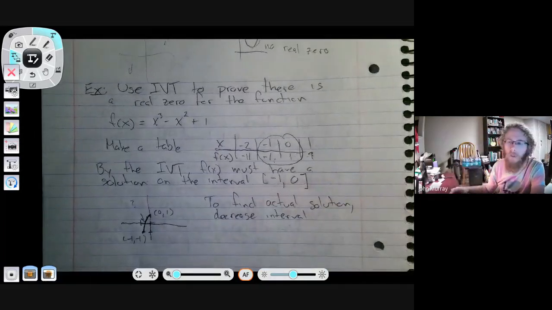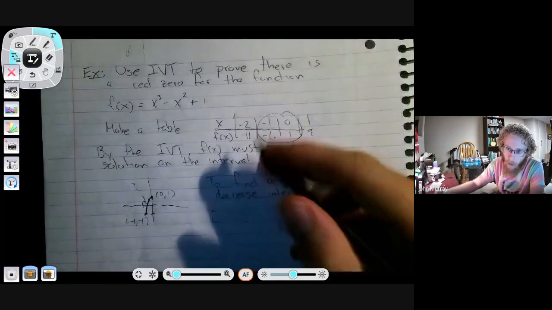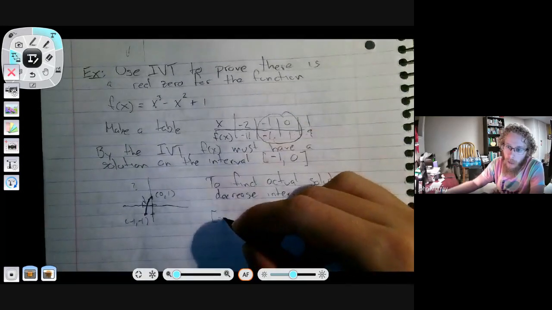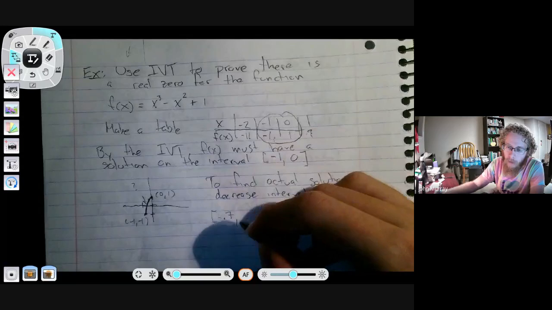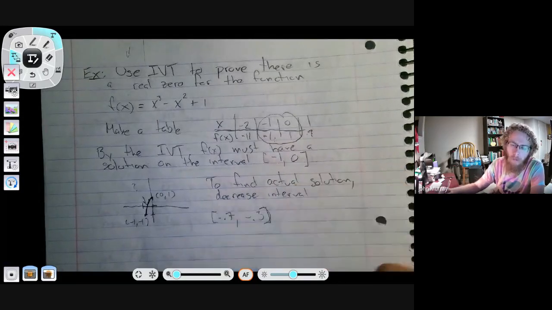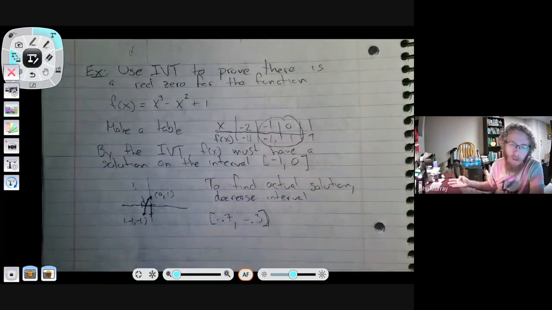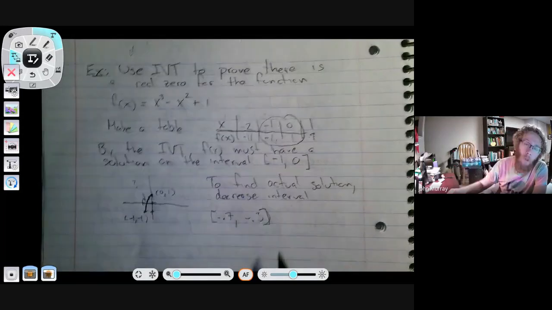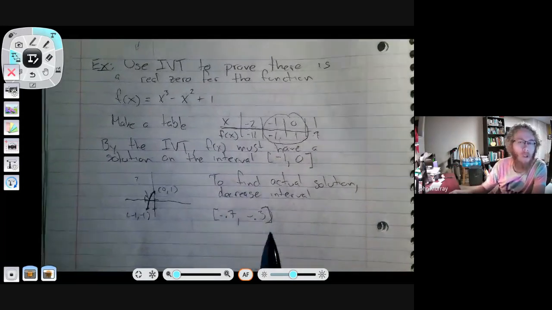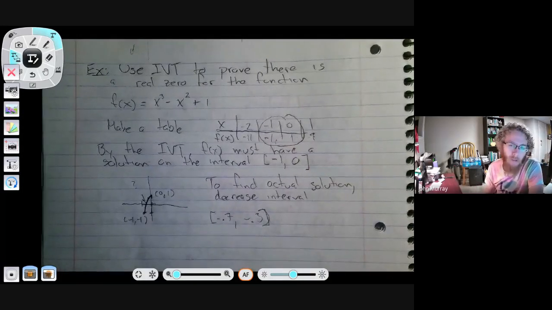to decrease our interval. So maybe I'm going to test from, I don't know, -0.7 to -0.3. I would plug those values in. If they're both positive or they're both negative, I know my 0 is somewhere else. If I have one positive and one negative, then I know my 0 has to fall in between. I would try a smaller interval that fits that. So it's a process of elimination thing.